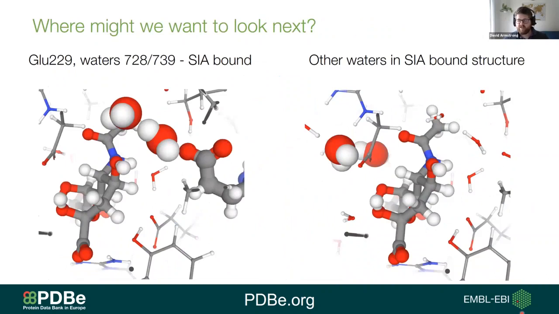So the next question is where we might want to go next. The example on the right here is the sialic acid bound structure, and I've highlighted a few things here. We have the glutamate 229 here, and then that hydroxyl, which in the case of zanamivir is replaced by the guanidino group. And you can see here those two waters, which kind of take up that space between the two of these. And as we've shown, when zanamivir is bound, these waters aren't found there anymore. And instead, this guanidino group kind of bridges this gap.